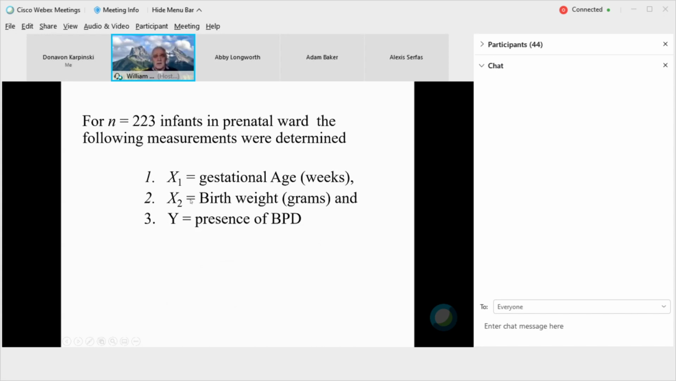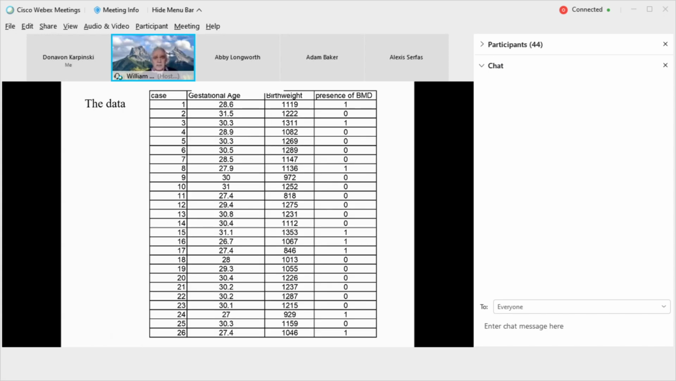So data was collected for 223 infants. What was measured was the gestational age, the age in weeks from conception, the birth weight in grams, and whether or not it developed bronchopulmonary dysplasia or did not. So there's the data in a data file.